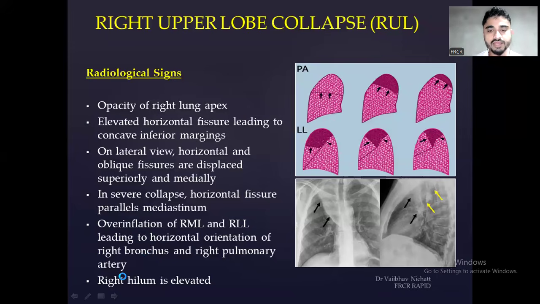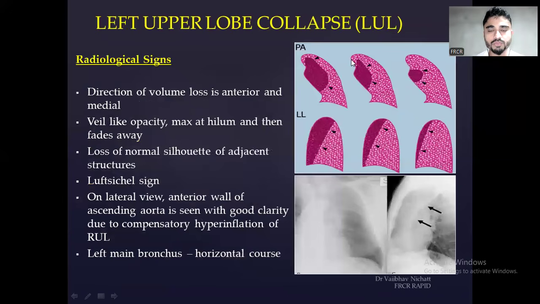And the right hilum will be elevated because there is right upper lobe collapse. So these are the signs of right upper lobe collapse, and this is how it appears on schematic representation, on both frontal and lateral projections. Okay, coming to left upper lobe collapse.